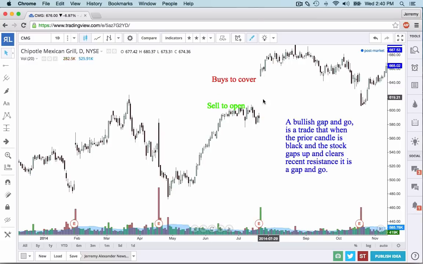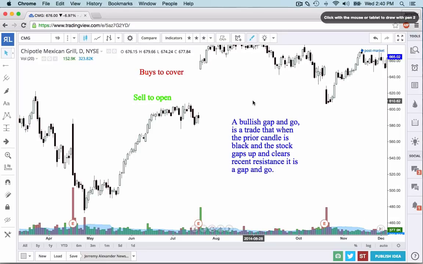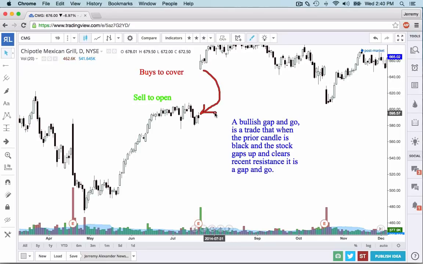But not only do short traders buy to cover, but in a gap, the most important thing to look at is the prior candle. There's the most important thing. The most important thing in the gap is the prior candle. So this candle is black. So that is the most important candle because that's the people who are the most recently affected by this gap.